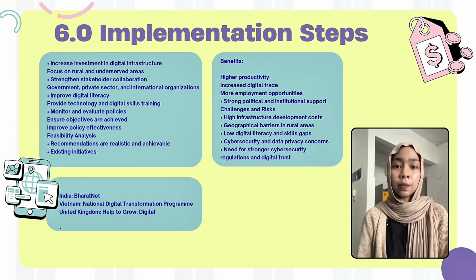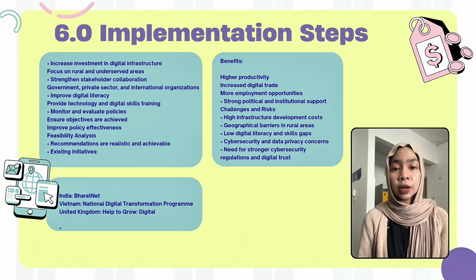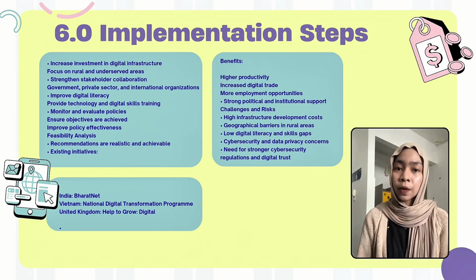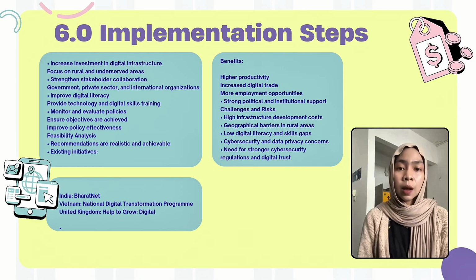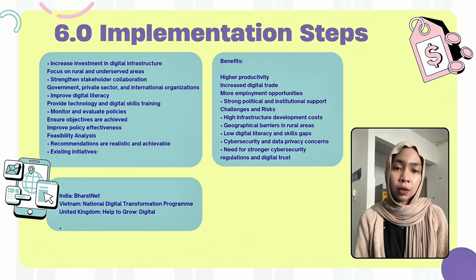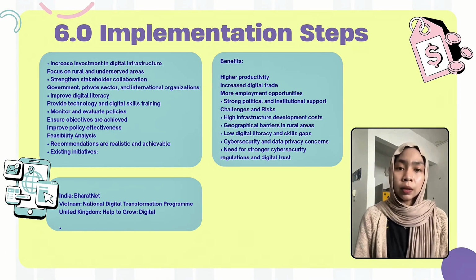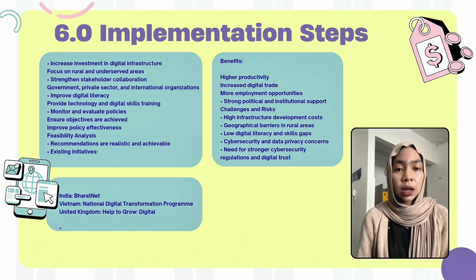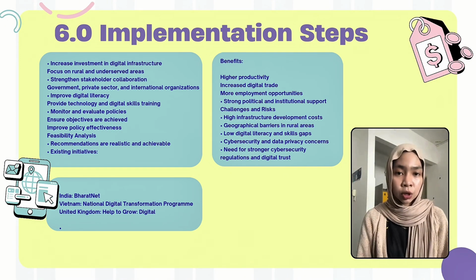And that's one implementation step. To implement the policy successfully, government should invest in digital infrastructure, strengthen cooperation with stakeholders, provide digital skills training, and regularly evaluate policy outcomes. For the feasibility analysis, the recommendations are feasible because similar programs already exist in India, Vietnam, and the United Kingdom. Although implementation requires investment, it can improve productivity, create jobs, and support digital trade in the long term.